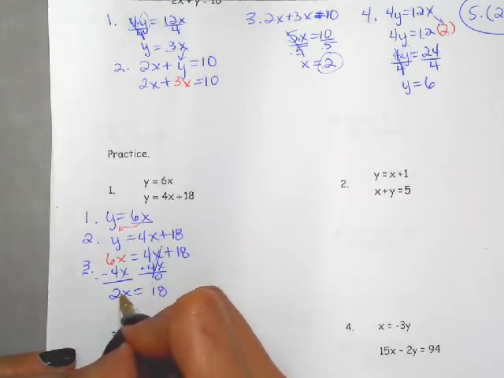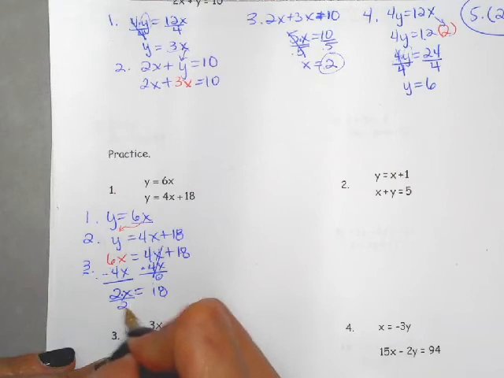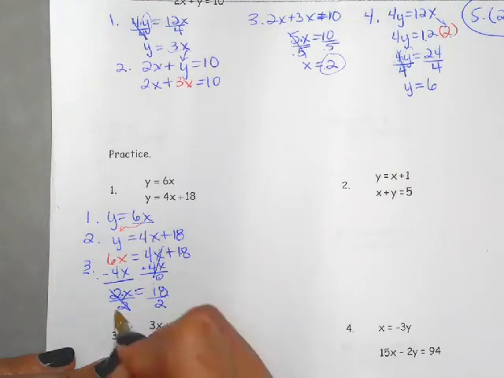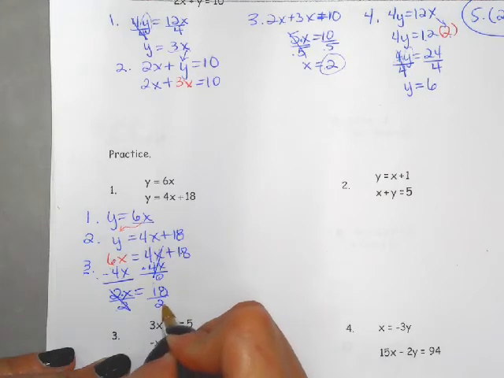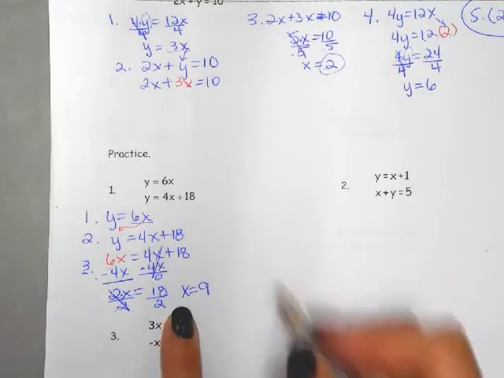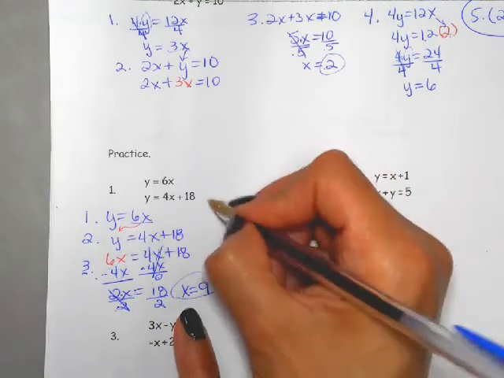This is multiplying 2 times x, so the opposite, we divide. To cancel out the 2, we do what we do to one side of the equal sign, we do to the other side, divide by 2, x equals 9. That's our first answer.